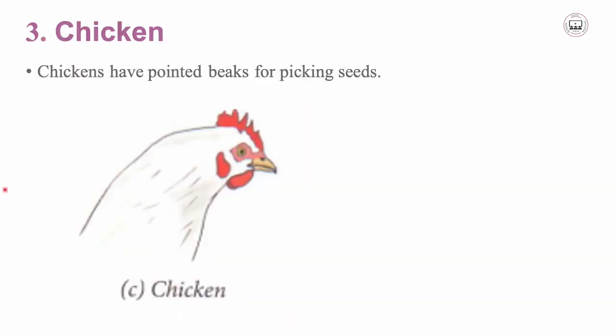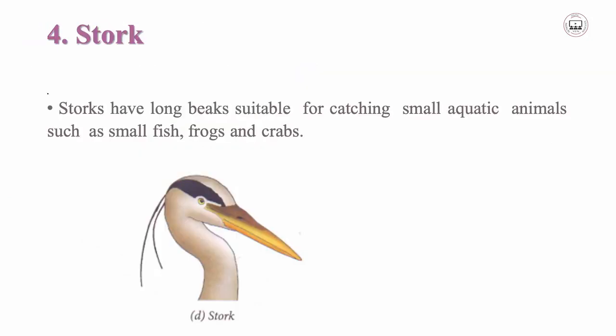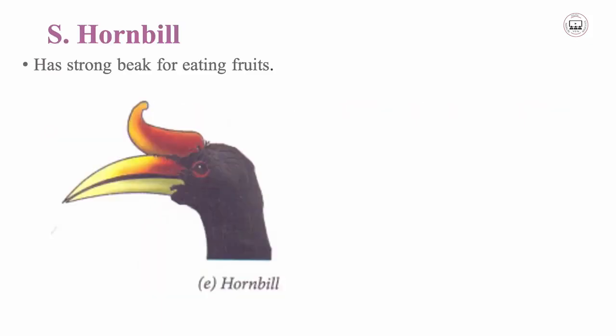Then we look at the chicken. The chicken has a pointed beak for picking seeds. And then we have another type of bird, which is a stork. The stork has a long beak suitable for catching small aquatic animals such as small fish, frogs, and crabs. So this is the long beak which is suitable for catching small aquatic animals.